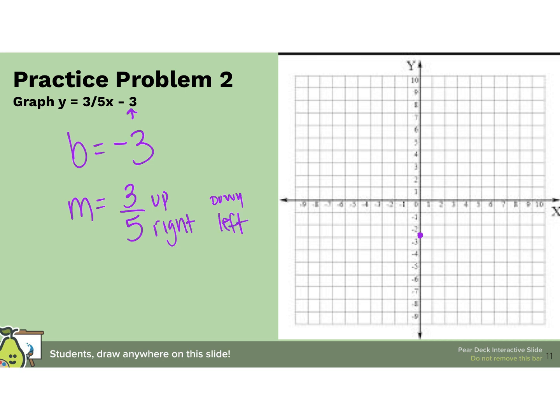So from -3, I'm going to go up 1, 2, 3, and to the right 5. And then I'm going to do it again. 1, 2, 3, to the right 5. Carefully connect my points. Lines are long and have arrows.